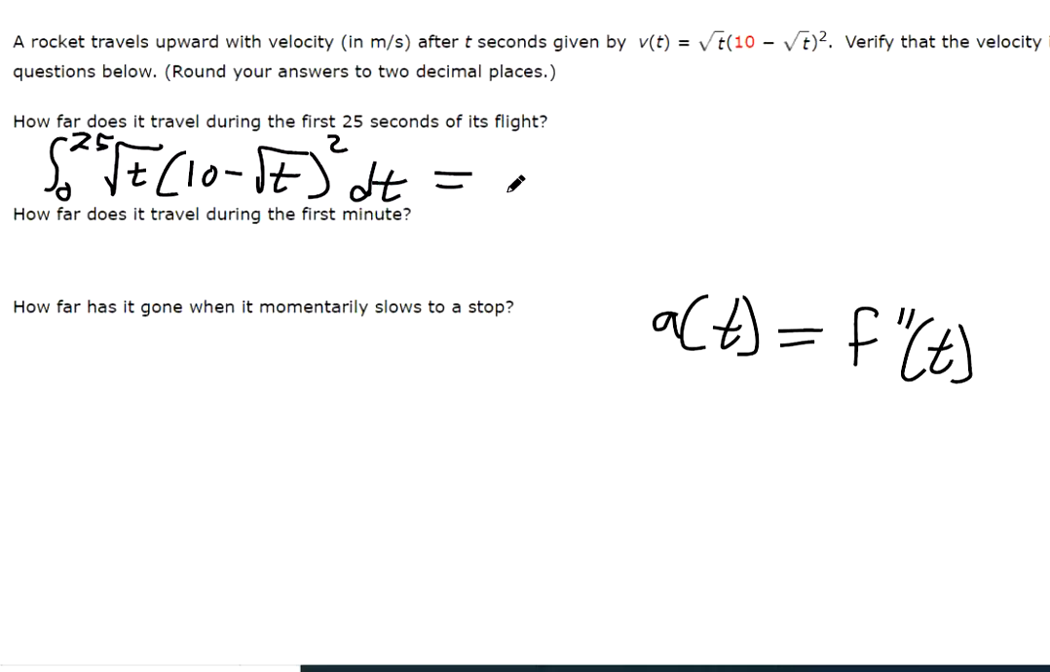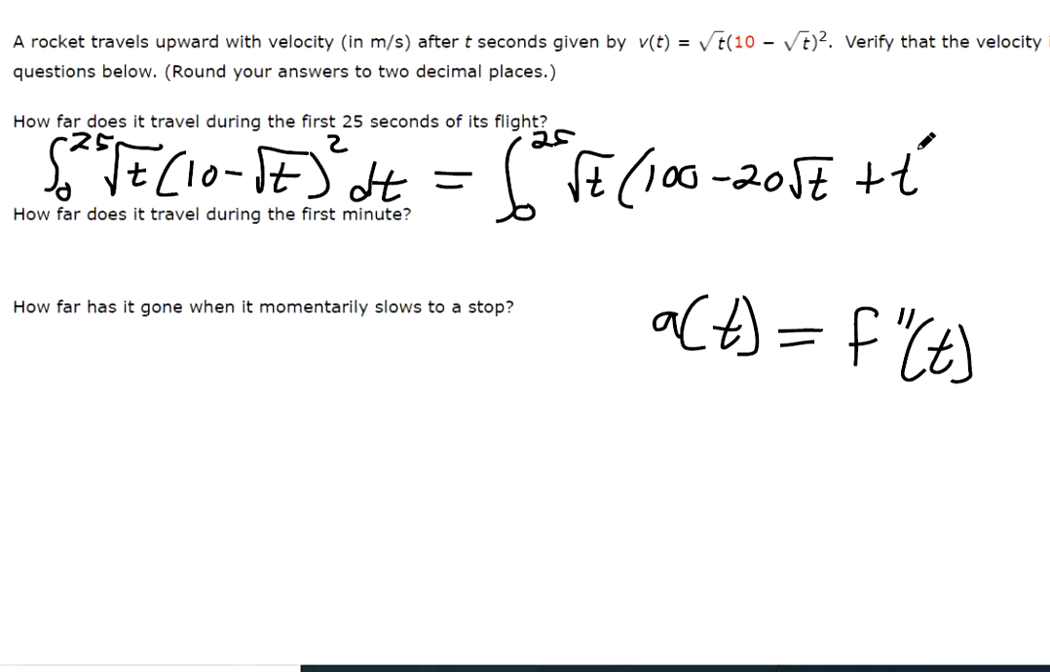So if we expand the parentheses, that's 10 times a 10 in the first parentheses, so that's 100, minus 10 square roots of t, minus 10 square roots of t. And then negative square root of t times negative square root of t is going to give us a positive t, because that's a 1/2 power plus a 1/2 power.